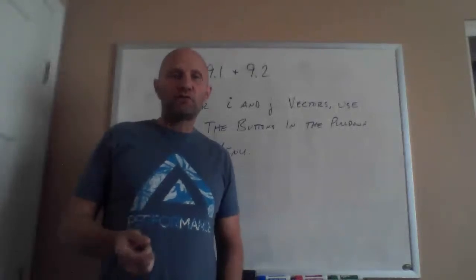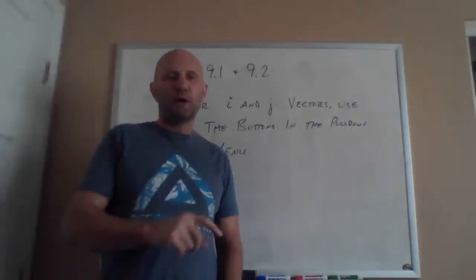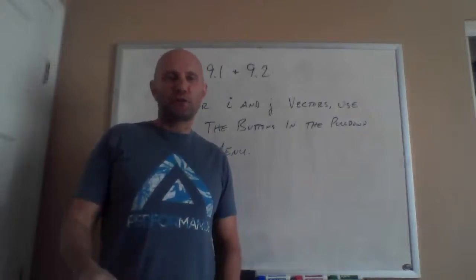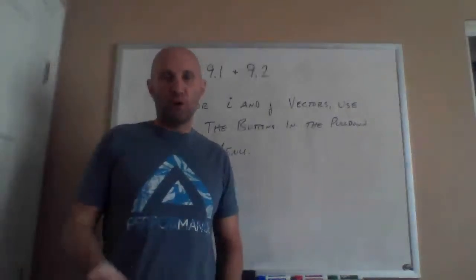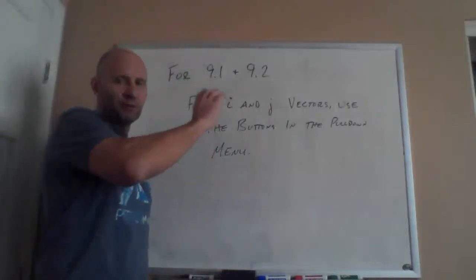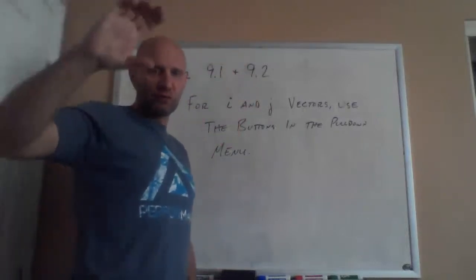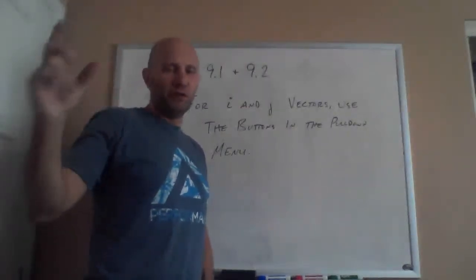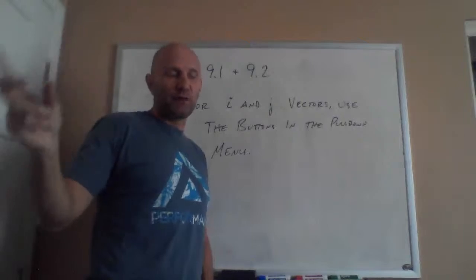So yeah, unit vectors, and you notate it with i and j. But if you just use the i and j on your keyboard, it's going to mark it wrong. So what you need to actually do is on WebAssign on the right, there's the little pull down menu that you guys use for like your square root, your exponents and things like that, your fractions.